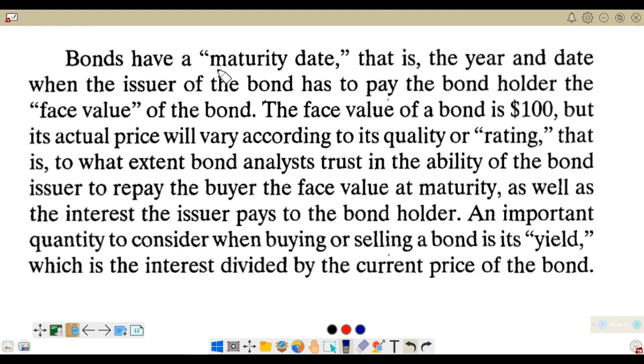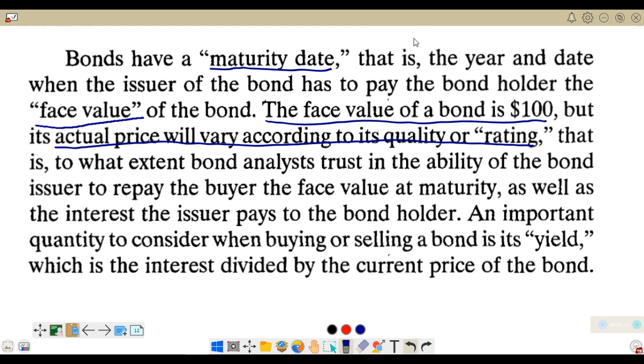So, bonds have a maturity date. That is the year and the date when the issuer of the bond has to pay the bondholder the face value of the bond. So, the face value of a bond, this is just an example ha. The face value of a bond is $100. For example, meron tayong bond na $100. You can purchase it at different actual prices depending on its quality or rating.